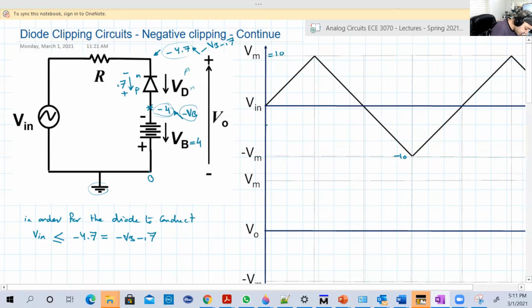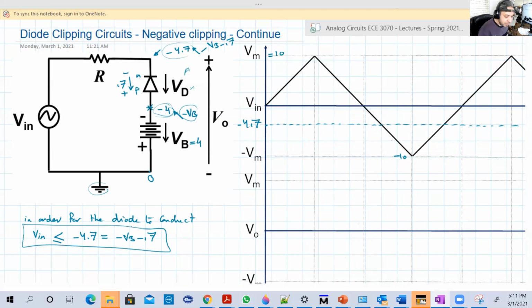If we say this is, for example, the minus 4.7, and let's take a line here. Let's apply what we are stating here. We said that when the input is less than or equal to minus 4.7, the diode will be on. For example, minus 5, minus 6, or minus 10.